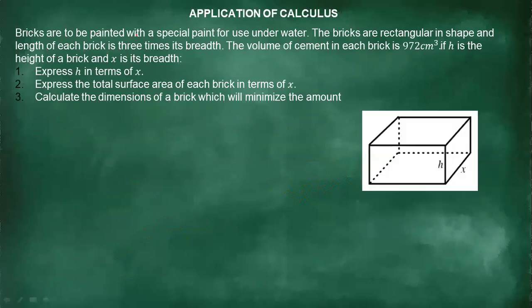Bricks are to be painted with a special paint for use under water. The bricks are rectangular in shape, and the length of each brick is 3 times the breadth, and the volume of each brick is 972 centimeter cubed. If h is the height of the brick and x is the breadth, then express h in terms of x.